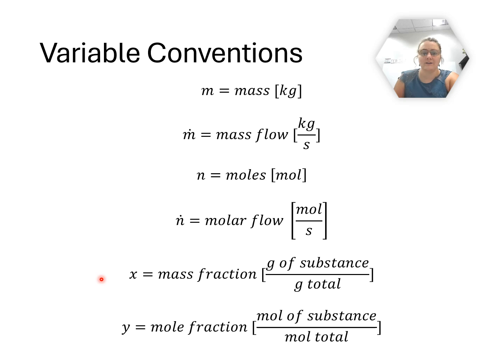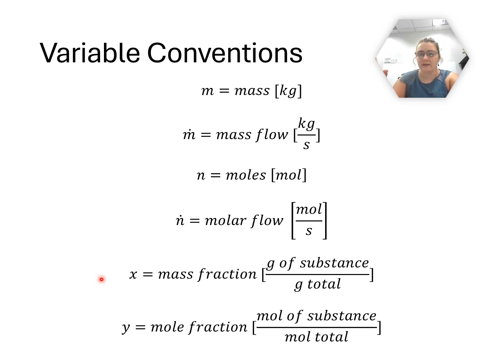The first is called X, and this is mass fraction. So this is the grams of a substance divided by the total grams in a specific stream or sample. When we start to get into problems in this class, we're going to see streams and inputs going into processes that have multiple species.